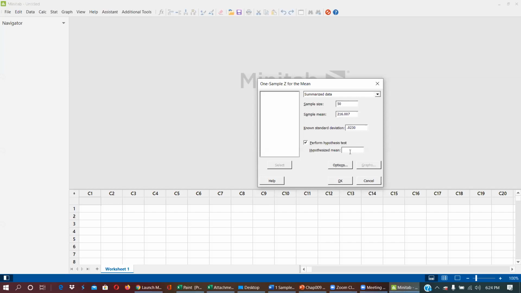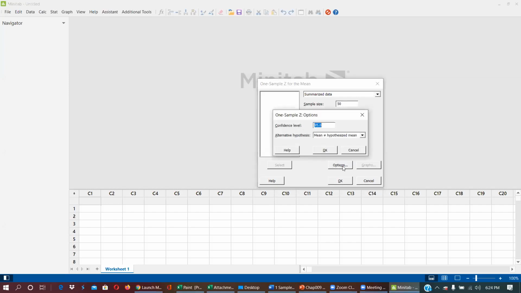We are going to check hypothesis testing. What is the standard? 216. So basically this is going to be used in quality control. This is an example of quality control. How do we maintain the quality in production?